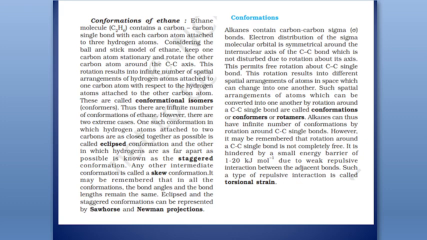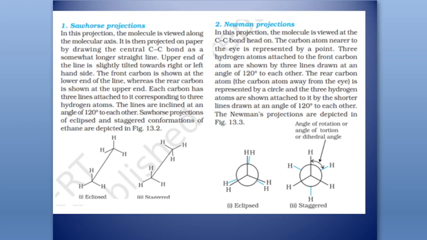Next come to the conformation of ethane. There are three forms of conformation of ethane. One is eclipsed, one is staggered, and another is skew, which is denoted in Sawhorse and Newman projection. This is Sawhorse projection in the left side, and this is Newman projection in the right side. The first one is eclipsed position, second one is staggered position. Staggered has lowest energy, eclipsed has highest energy.